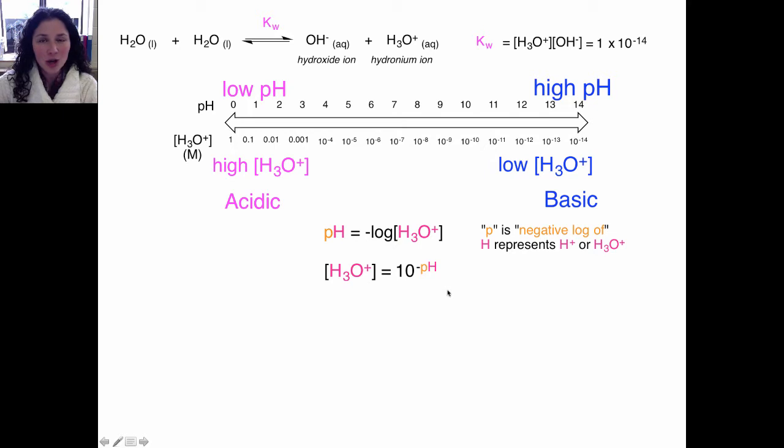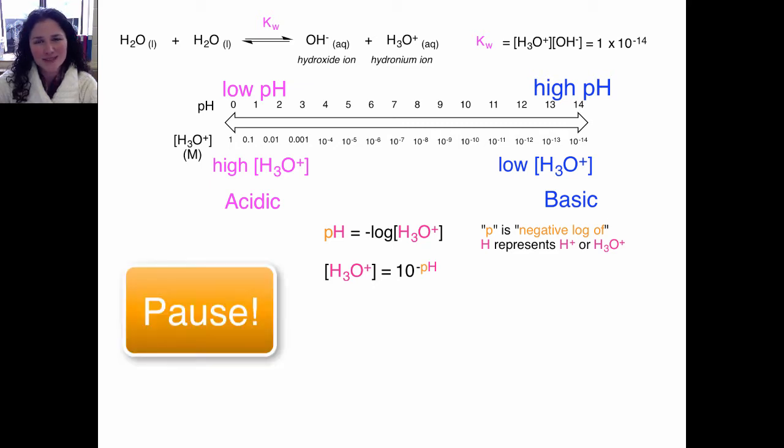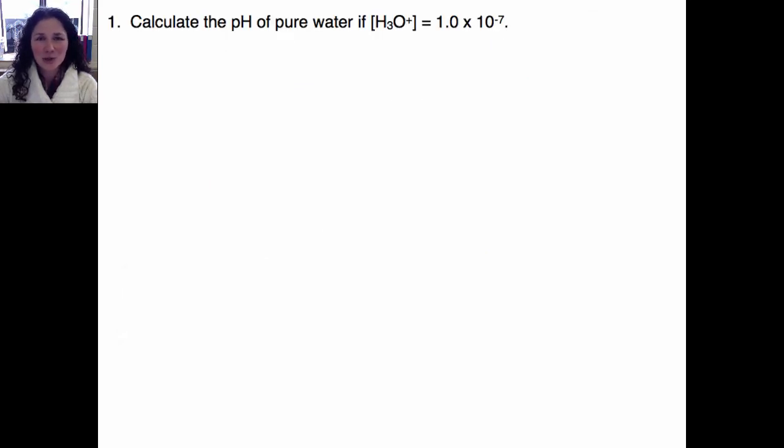Notice that these equations are written on your activity. It might be a good idea to pause the video now and reread this page of the activity to make sure that the information makes sense before we go on. Please try to do the questions on this page and the following page that give you practice at calculating pH and hydronium ion concentrations. Let's do one together.